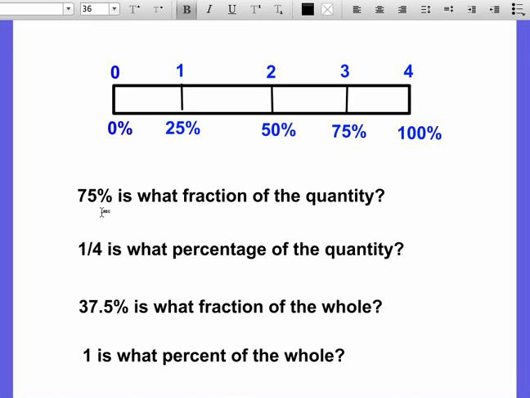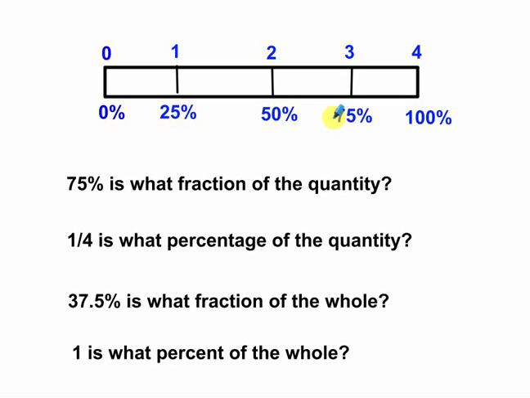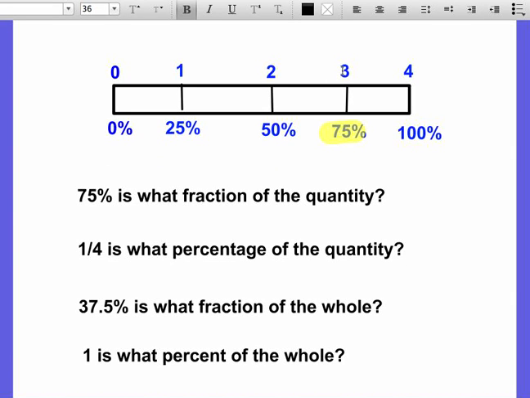For instance, question number 1 says 75% is what fraction of the quantity? So if we find 75%, that corresponds to the number 3, but 3 is a part of the whole. So there are 4 parts in the whole, so 75% corresponds to 3/4 of the whole. So that would be the fraction, because that's 3 out of the 4 total parts in the whole.